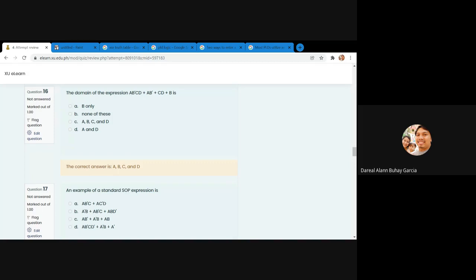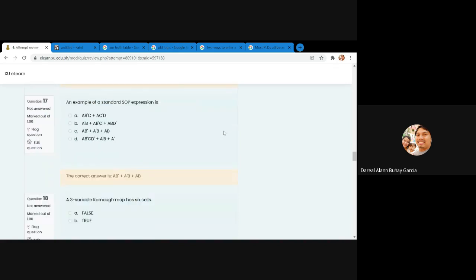AB prime plus A prime B plus AB. Choice A, ABC plus ACD: there's no D in the first expression, so it can't be. Same with B. The domain is ABCD, but there's no C and D in the first expression. Same with the last choice: the domain is A, B, C, D, but in the last expression there's only A. So it's not standard. So the answer is C.